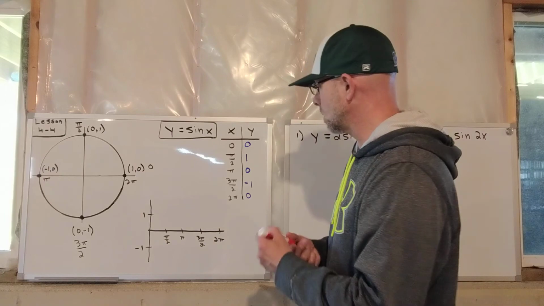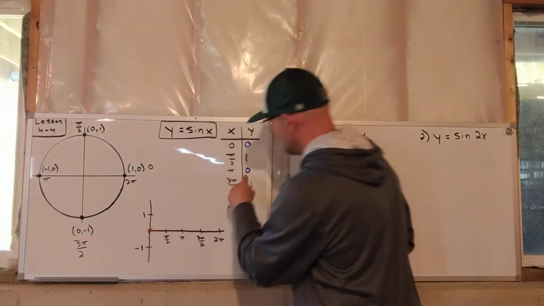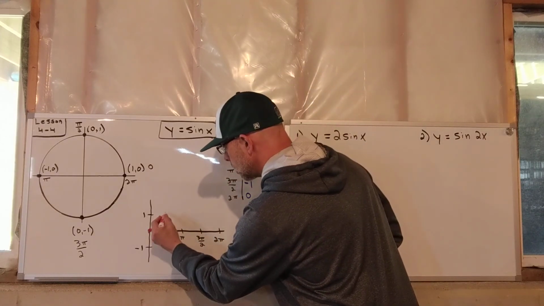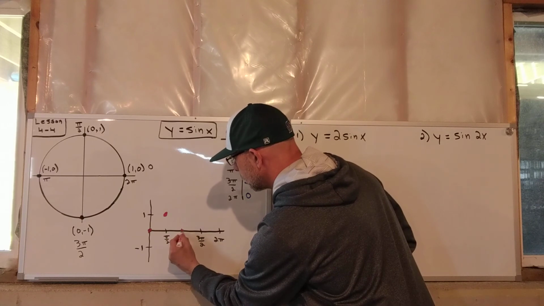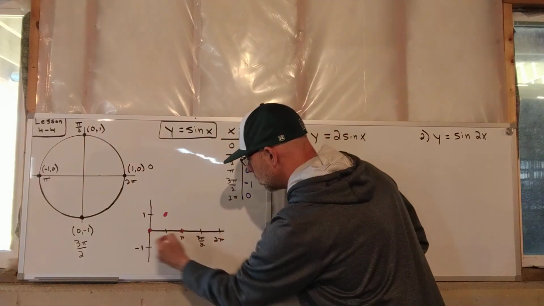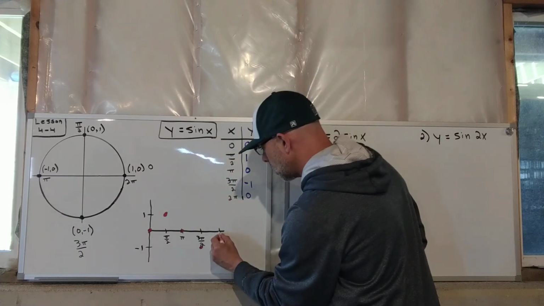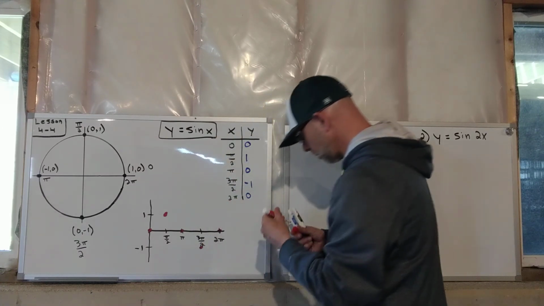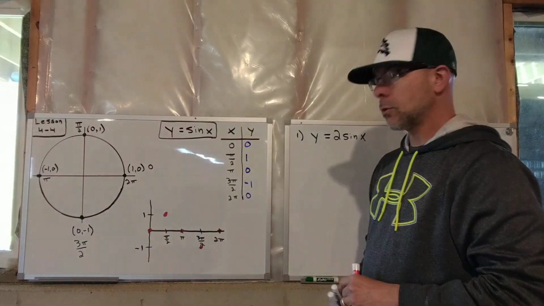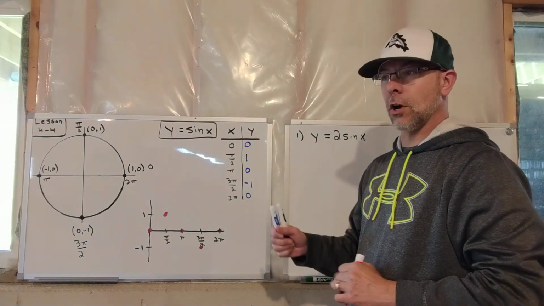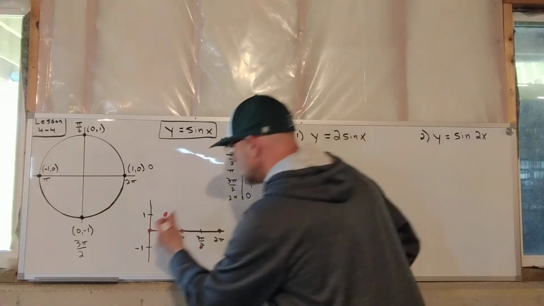So if I plot these points, (0, 0), (pi over 2, 1), so pi over 2 up 1, (pi, 0), (3 pi over 2, -1), like right there, and then (2 pi, 0). You see kind of this alternating pattern. You are to connect that with what's known as the sine curve. It is a curve. It's not a zigzag like a lightning bolt. It is curved. See what I can do here.